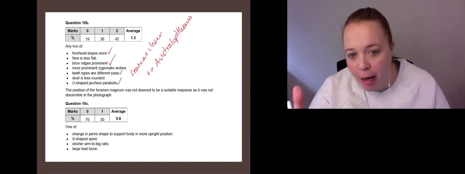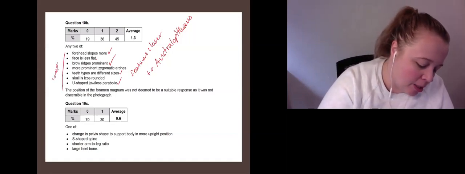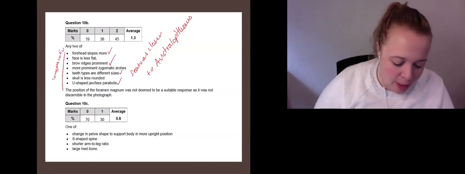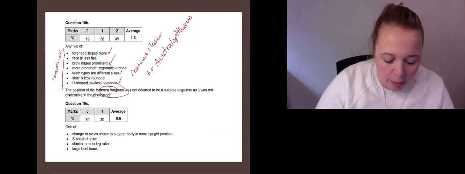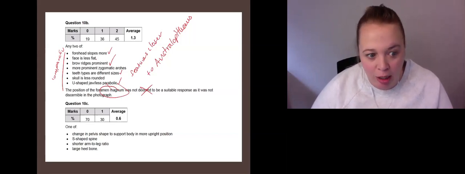U-shaped jaw or less parabolic jaw. It's all got to do here with a comparative statement. Okay, it must be a comparative statement. But the position of the foramen magnum was not allowed because you couldn't see it in the picture.